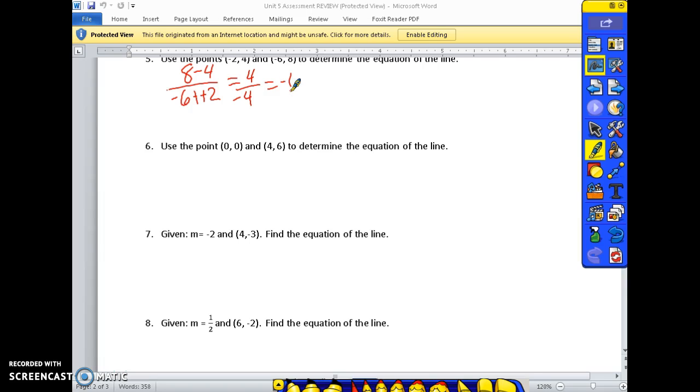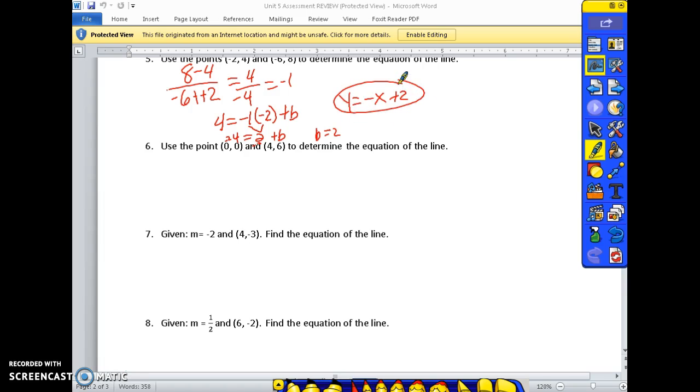I plug my slope and my ordered pair into y equals mx plus b to solve for my b. It does not matter which point you pick, as long as you put the y where the y goes, the m where the m goes, x you plug in for x, and we're solving for our b. Negative 1 times negative 2 is positive 2. Bring everything else down. To get b by itself, I subtract 2 from both sides, and my b is positive 2. So my equation is y equals negative x plus 2.